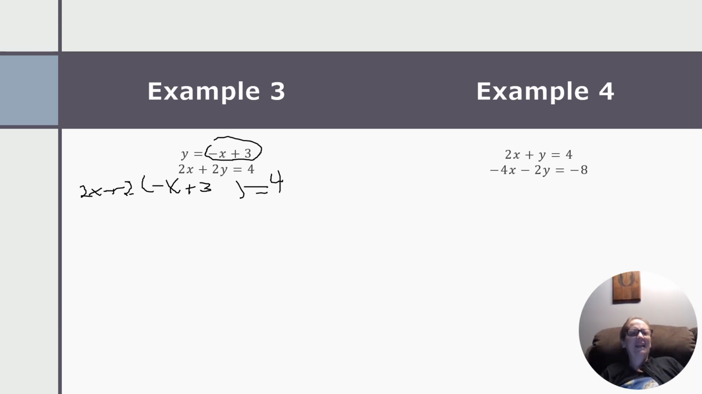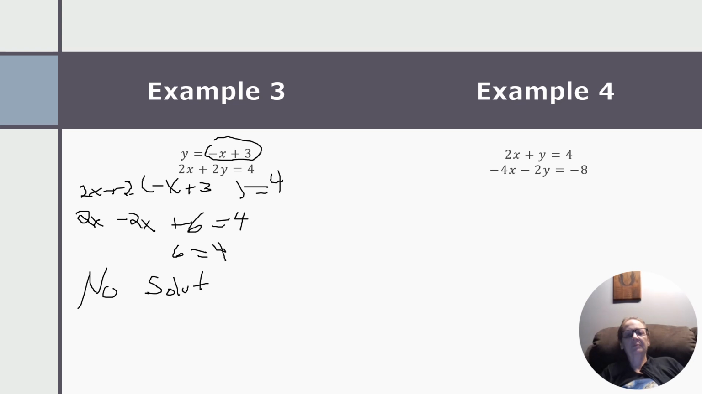All right. So let's go ahead and multiply this through. 2x minus 2x plus 6 equals 4. In this case, I'll just say 2x minus 2x is no x, and I get something that says 6 equals 4, which is an untrue statement. So that means this has no solution. It means the original lines were parallel, and they never, ever cross.